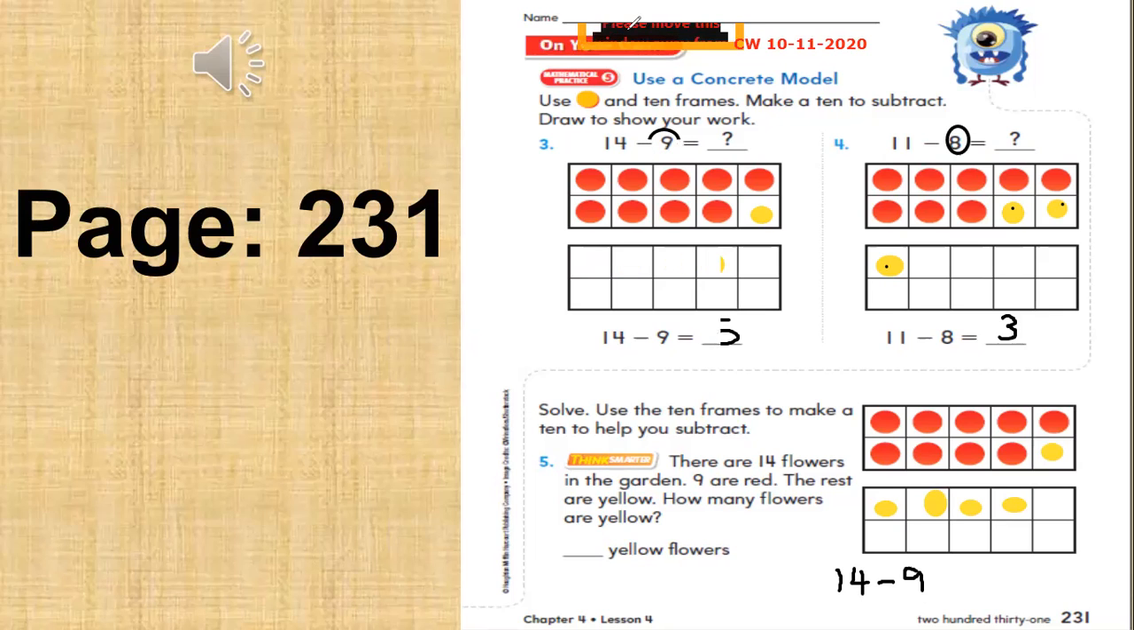Yes, excellent, everyone. I'm getting the answer from Eileen, Zainab. Very good. Miral, excellent. Excellent. Warif, Celia. Yes, very good, girl. So the answer is 14 minus 9 equal 5. As you can see here, we have 5 yellow color counters.